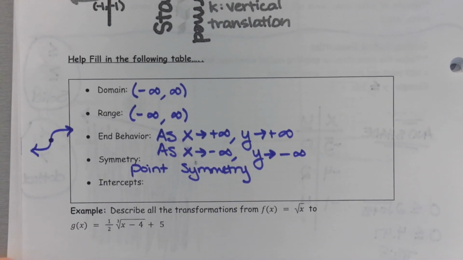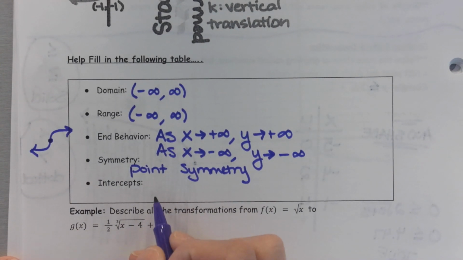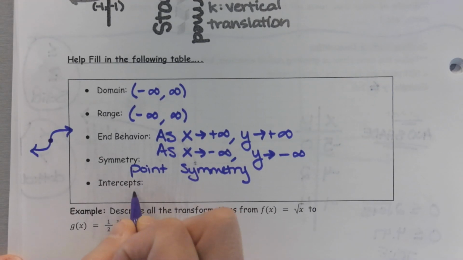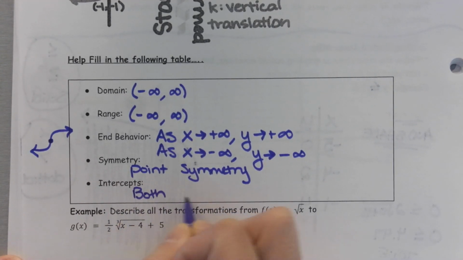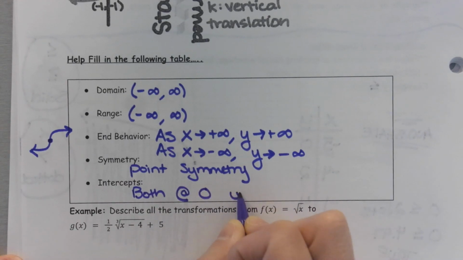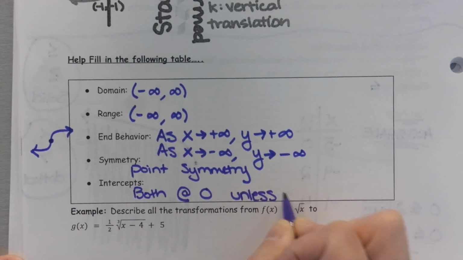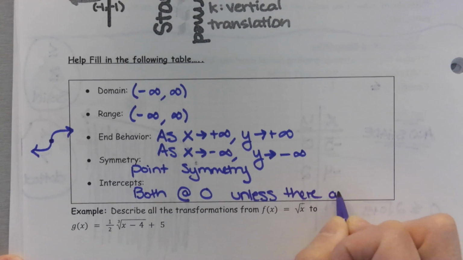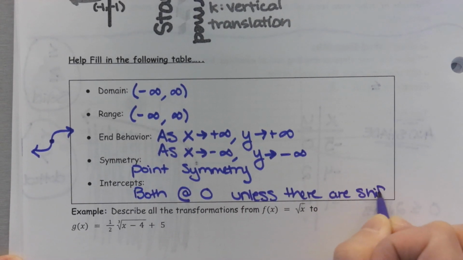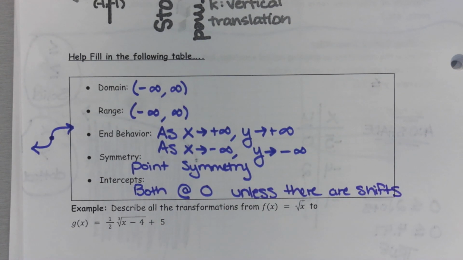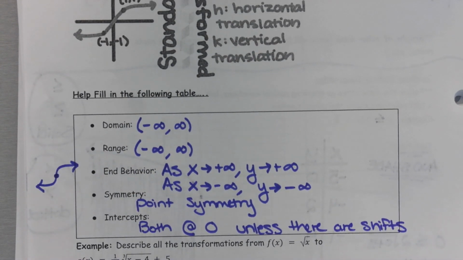Now, if we don't shift our graph anywhere, our x and y intercepts should both be at 0. So we can say both at 0 unless there are shifts. So if you shift it left or right, that's going to change where the intercept is. But otherwise, if you don't do any shifting left or right, it's going to hit right here every single time. So it's going to hit at the origin. So the origin is both, right? Okay.